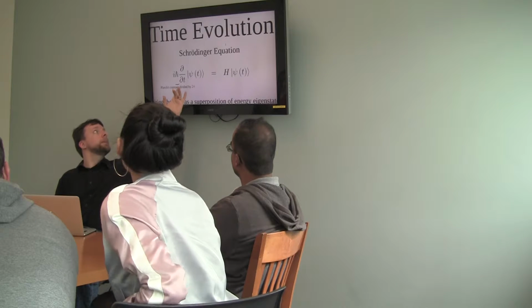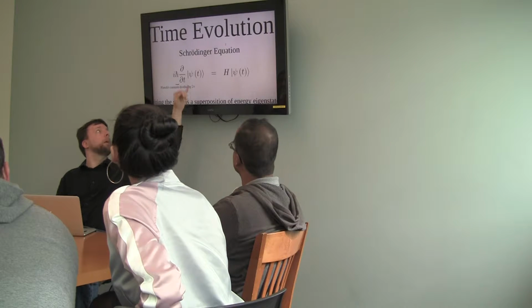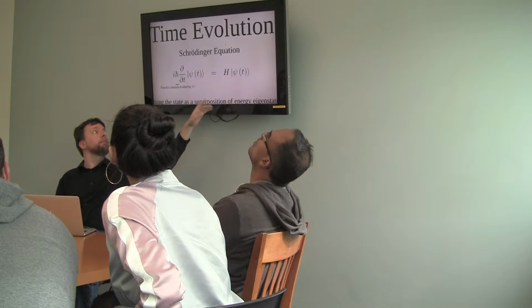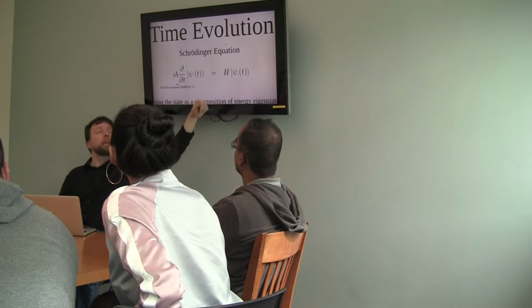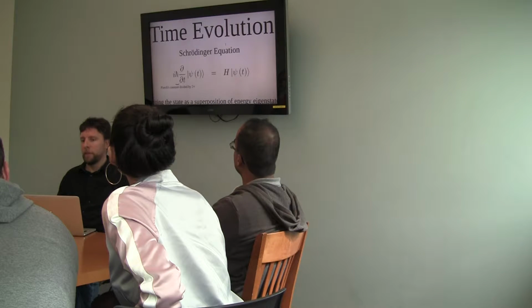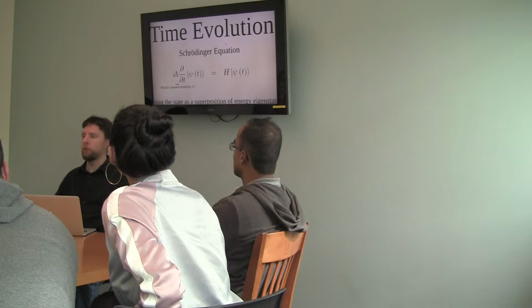And then the d by dt here means the change in time of the state is given by the Hamiltonian operator that we just saw, this energy operator operating on the state vector. So now if you know the state at one time, you can project forward what it's going to look like at later times in the future by solving this differential equation.